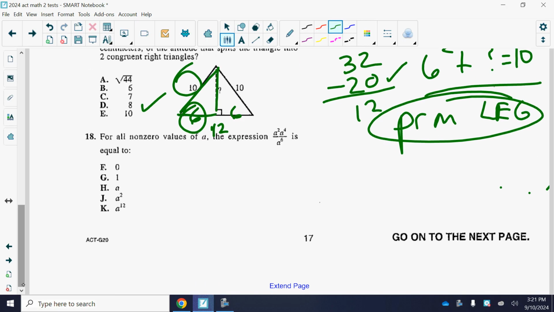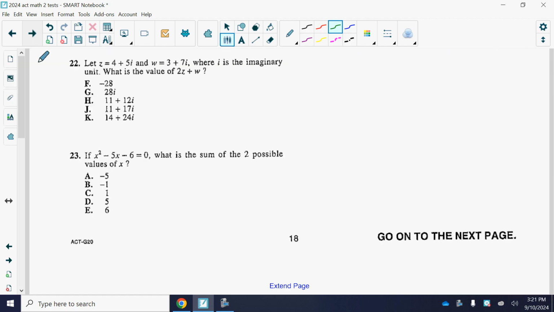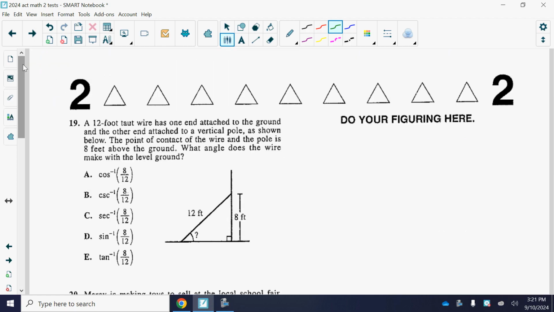18, everybody's going to cancel, huh? So what's happening? You add the exponents at the top, and anything over itself is 1. So I'm rolling. I'm up to number 19.